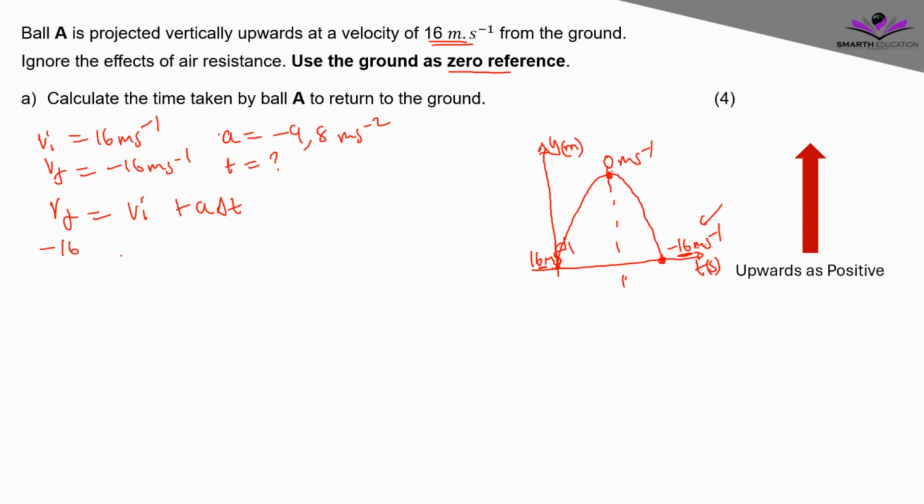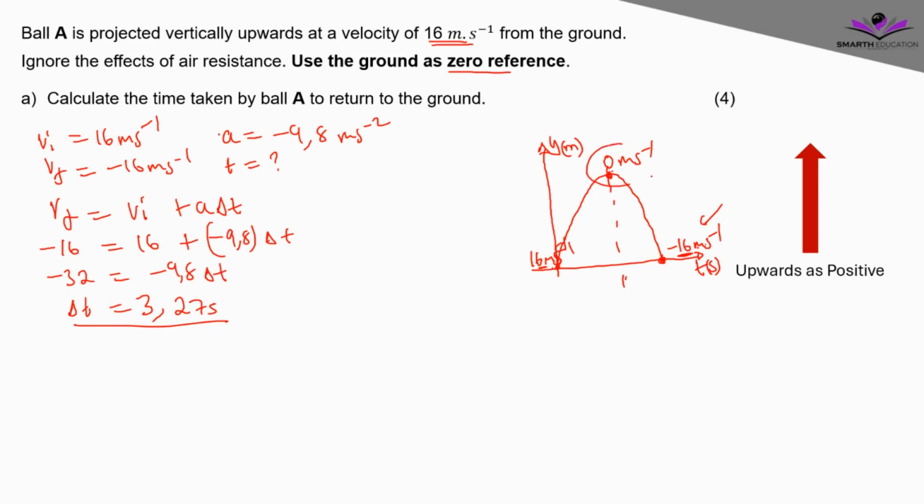Right. Let's substitute what we have. Negative 16 is equal to 16 plus negative 9.8 times time. This is like negative 32 is equal to negative 9.8 times time. Then divide by 9.8 on both sides of the equation. We get that time is equal to 3.27 seconds.